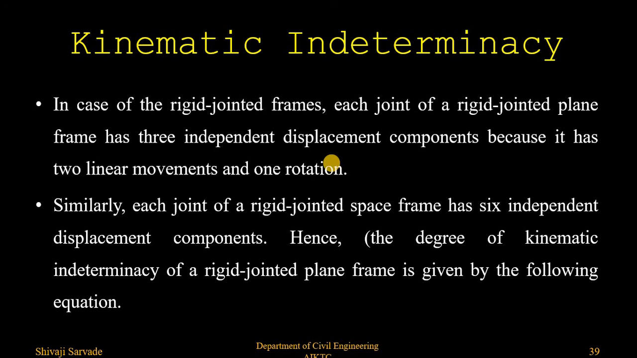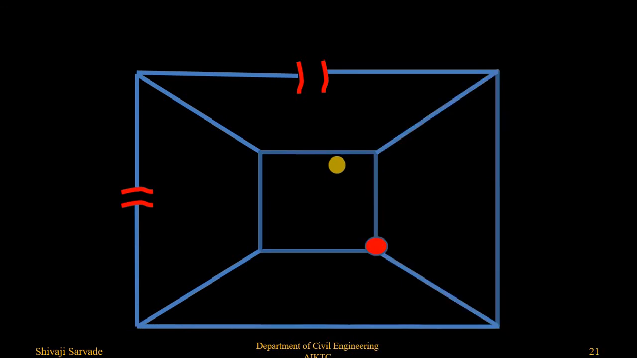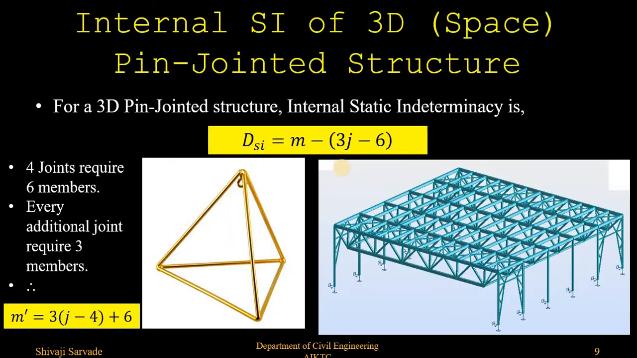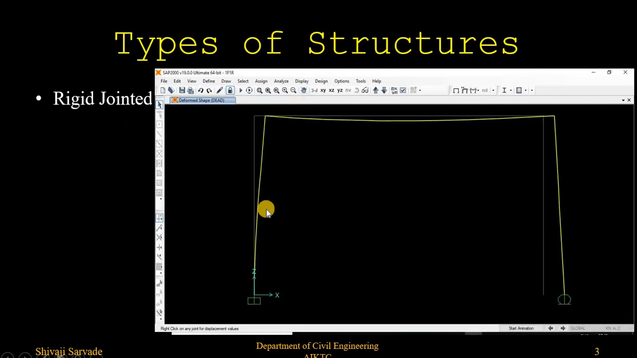So at every rigid jointed frame, the joint can have rotations as well as horizontal translations and vertical translation if at all it is there. But if the members are inextensible, for a typical building frame, if I go back to the first slide, this is a typical building frame. Now if you check, I have 1, 2 and 3 members. Here I have a roller support.